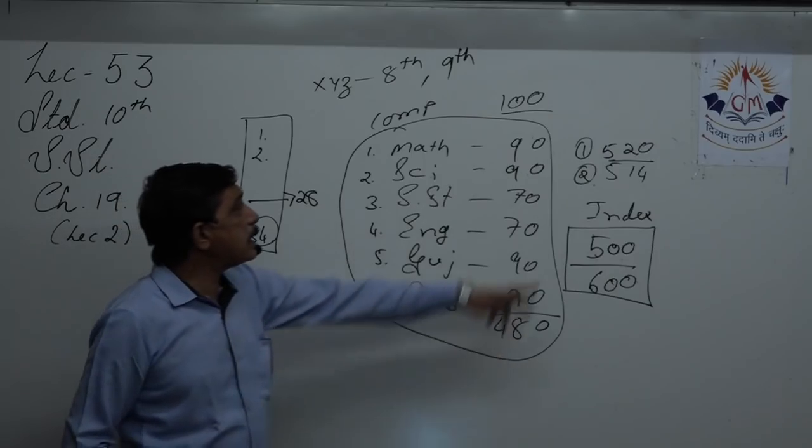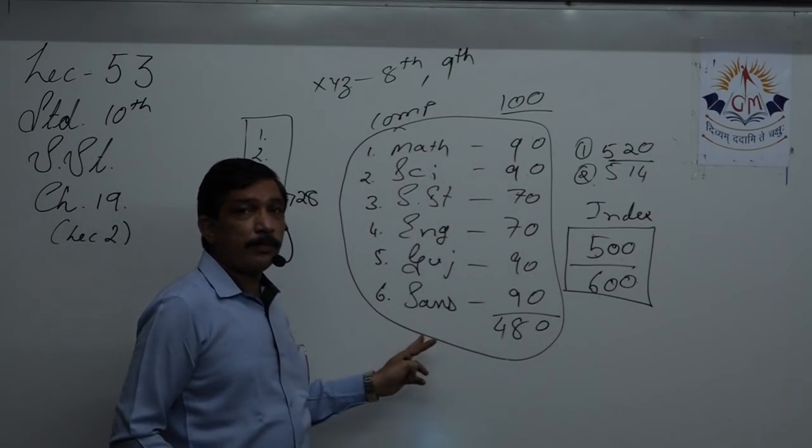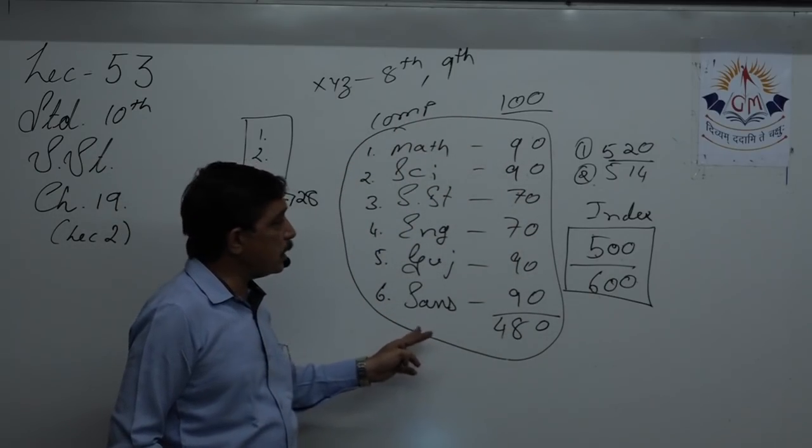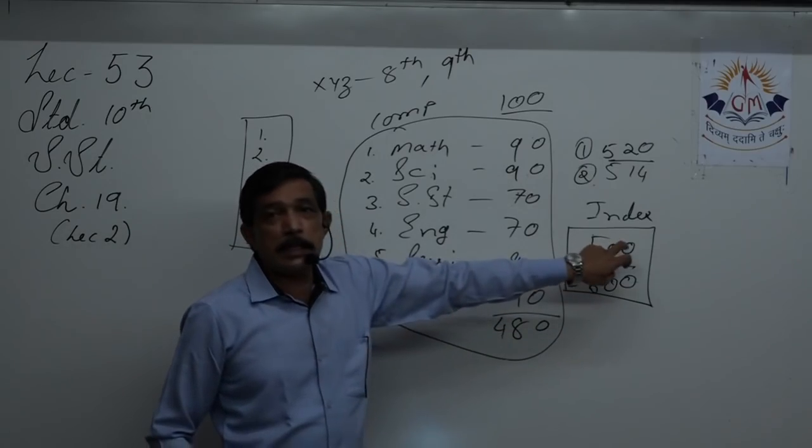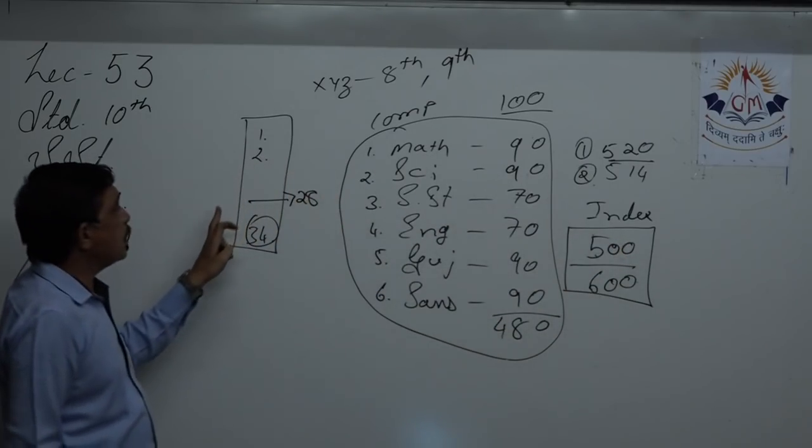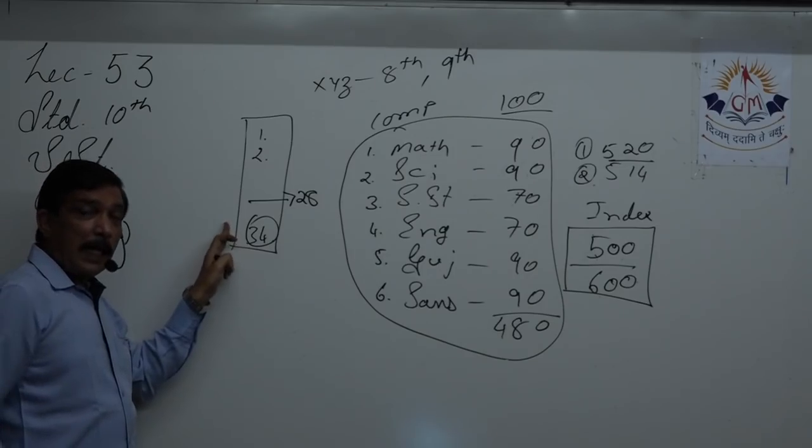So any change in the composite is going to make a change in the index, will make a change in the ranking. Now we come to tiers.